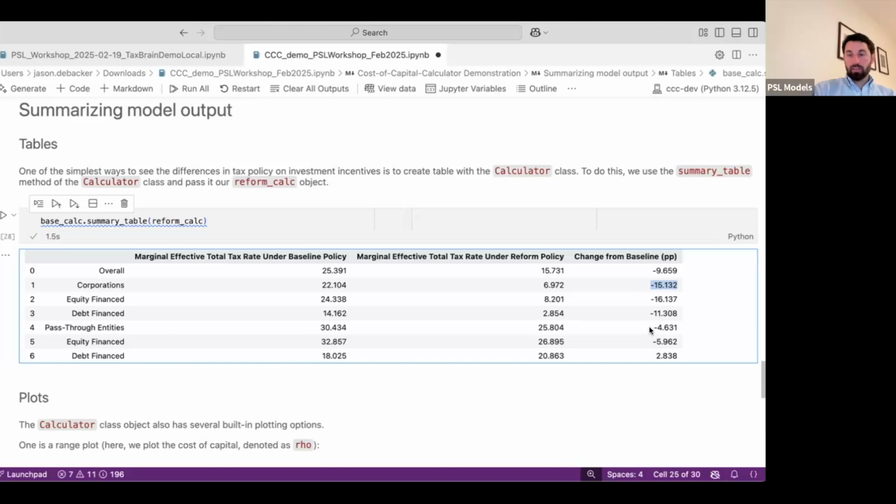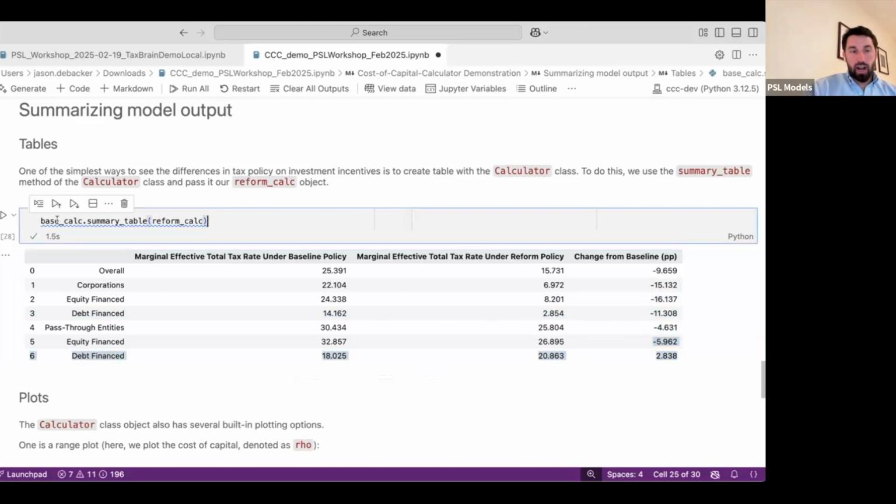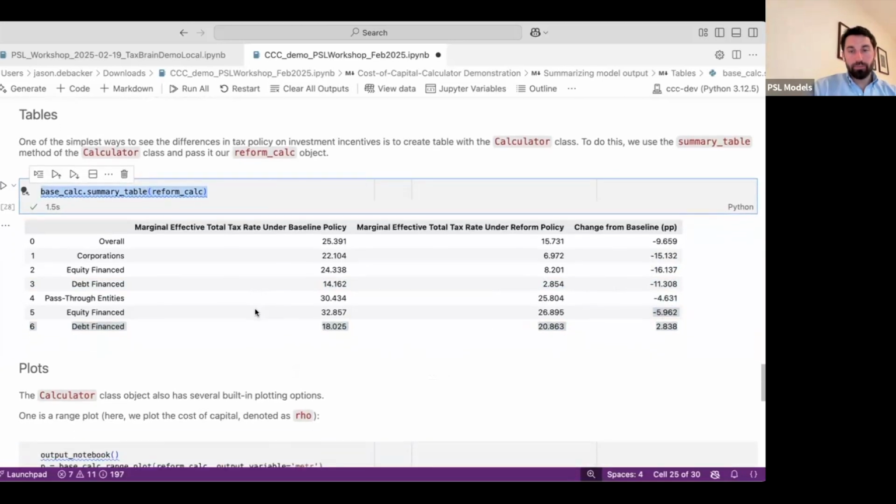For pass-through businesses, we don't have that corporate rate reduction, but we do have some marginal rate reductions at the individual level and the bonus. So we're still finding a 4.6% or so reduction in marginal effective total tax rates. And then we can see differences across debt and equity financing here. All right, so that's just a basic summary table we can easily produce once we set up those two calculator objects for our current law baseline and our reform. Again, we can produce that summary table very, very quickly.